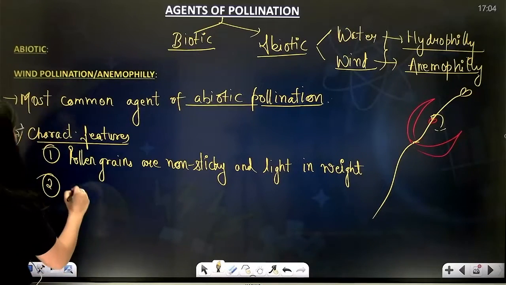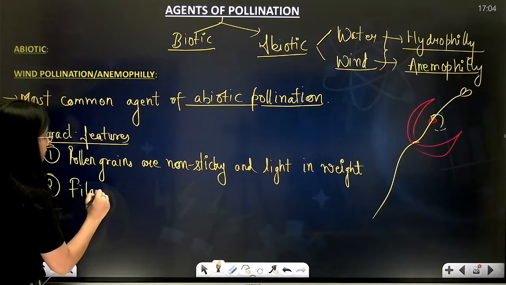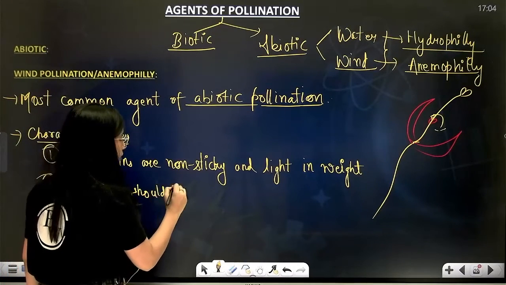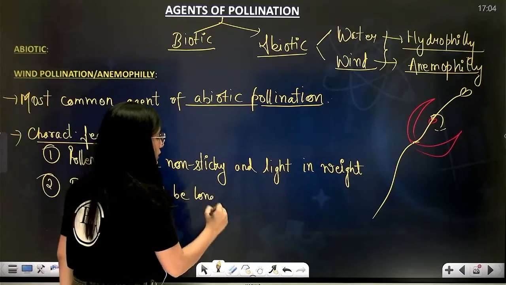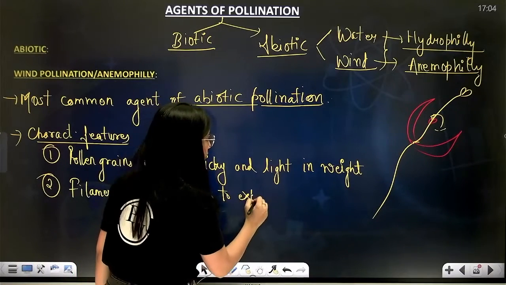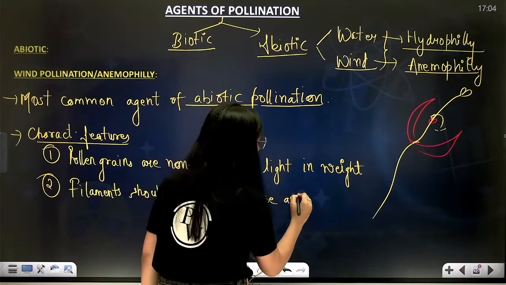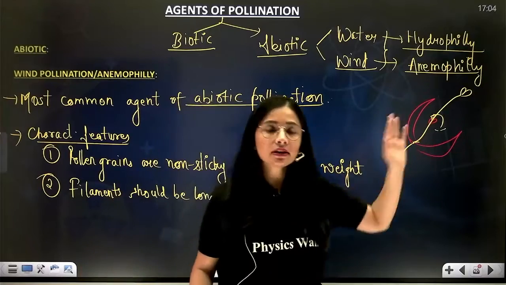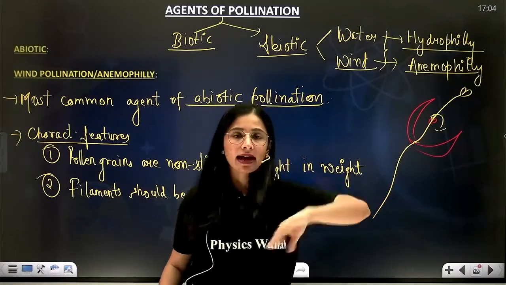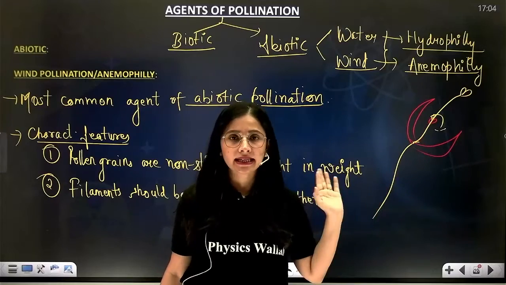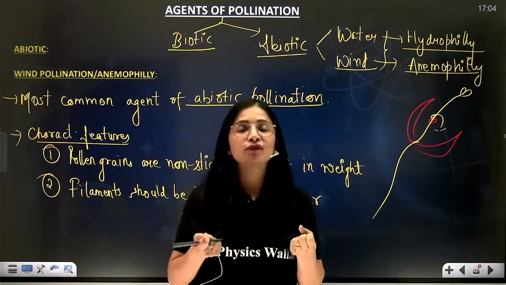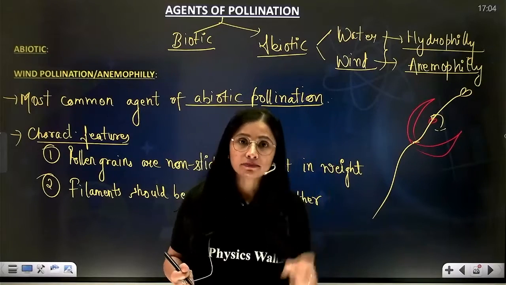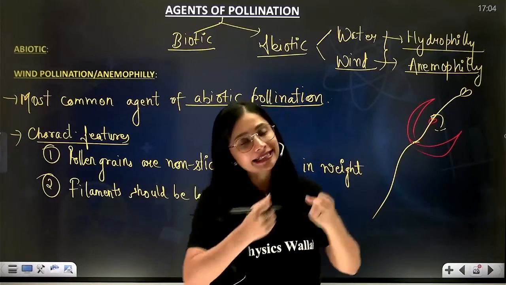So second point is: filaments should be long to expose anthers. Similarly, beta, the stigma. See, anthers are high and they have released pollen grains. Wind has taken them. But now the stigma should be feathery, should be sticky, should be catchy, so that as soon as it comes in contact with the pollen grains, it sticks to them.